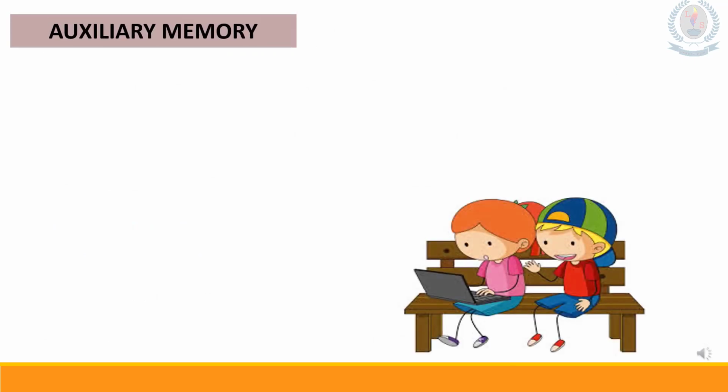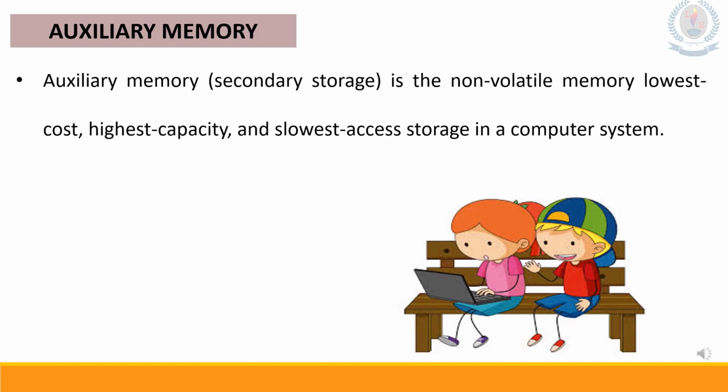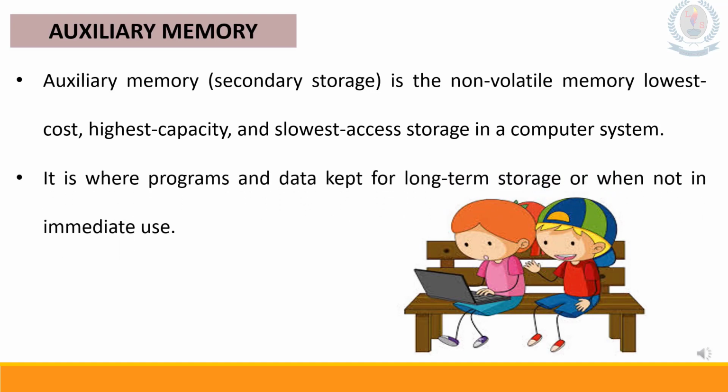The last component that we are going to discuss is auxiliary memory. Auxiliary memory is also known as secondary storage. It is the non-volatile, lowest cost, highest capacity, and slowest access storage in a computer system. It is where programs and data are kept for long-term storage or when not in immediate use.